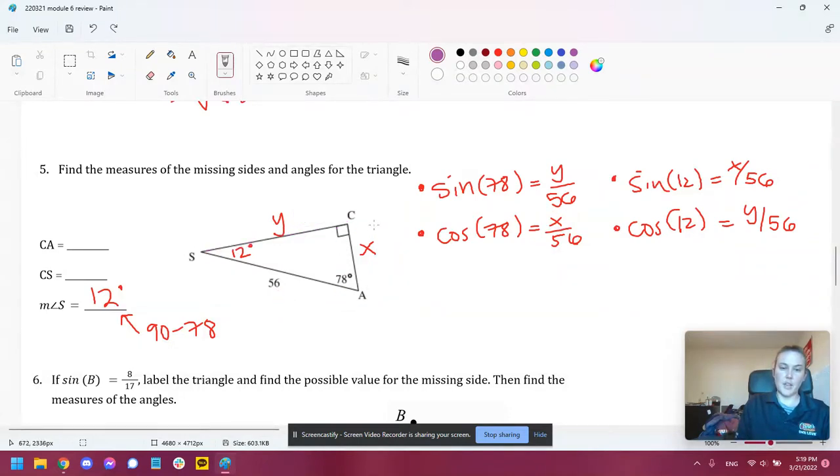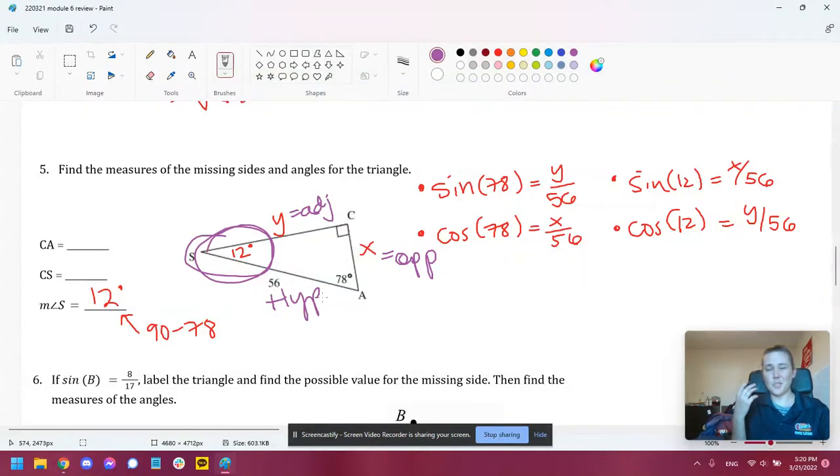Whereas if I was looking at S, now this is my opposite that doesn't touch my angle at all. This is my adjacent that's right next to my angle. And this is still the hypotenuse, because the hypotenuse is always, always the longest one and the one across from the 90-degree angle. So again, these ones are how I got these two.